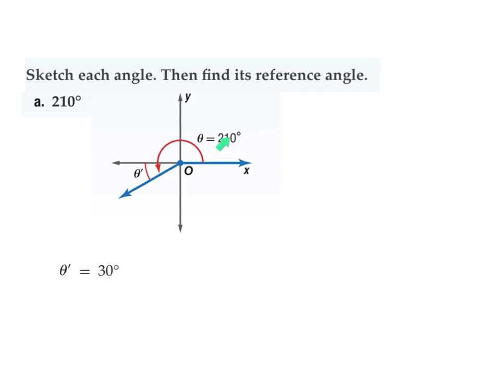Okay? That's why reference angles are important, because of the relationship between the values of the trig ratios between 30 and 210 degrees. Okay? Any questions about this, or where this came from, or how to draw this, or the notation for reference angle?